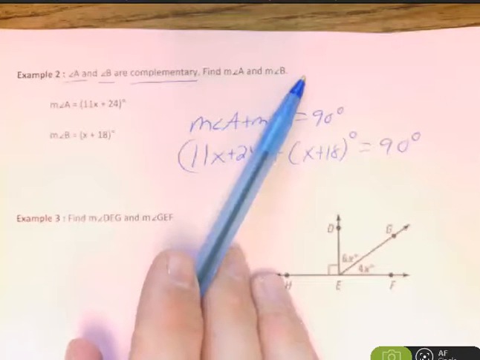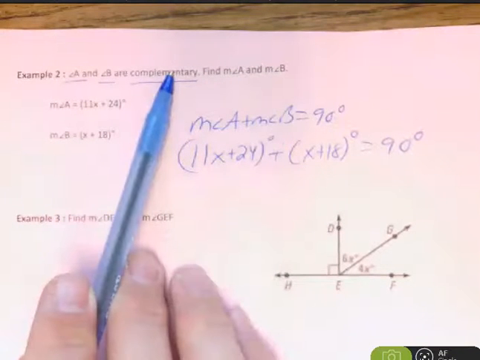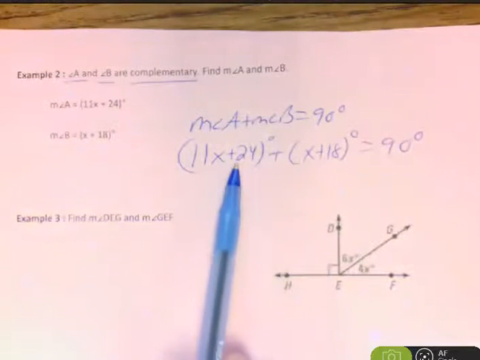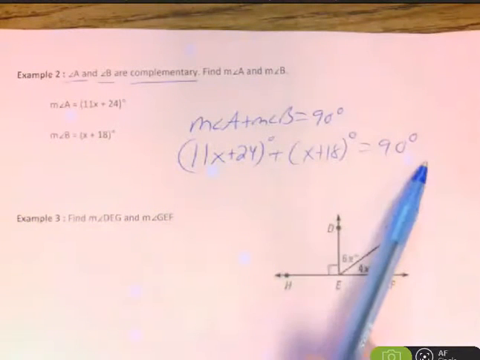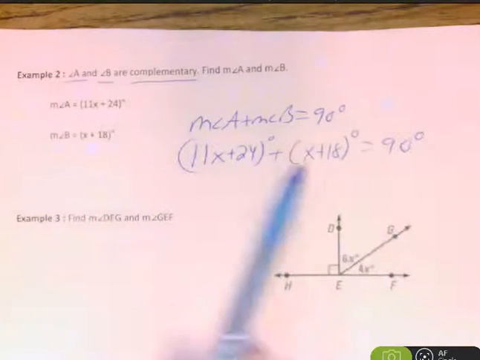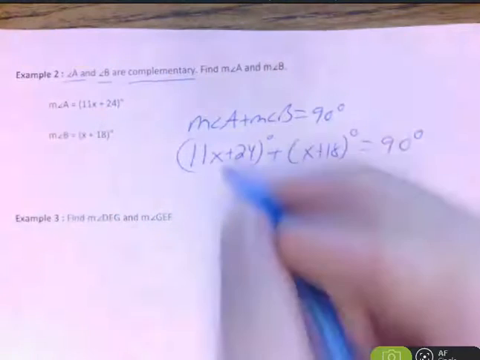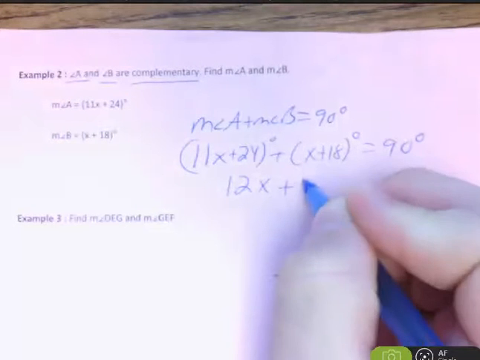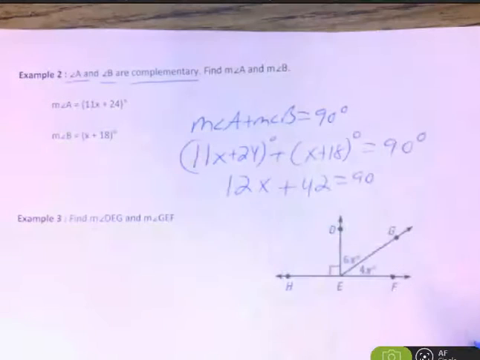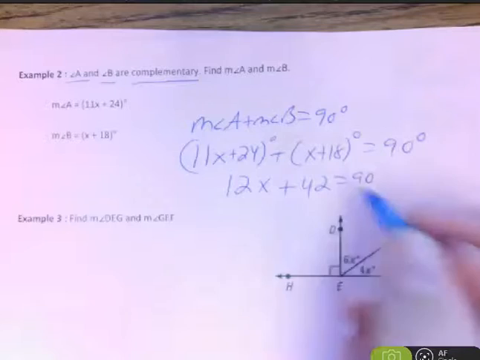So you can't assume something like that. The only thing you know is that they're complementary. And at this point, the geometry part's done, and now it's an algebra exercise. So combine like terms since they're on the same side of the equation. 12x plus 42 equals 90, and do your normal, routine for solving for x.